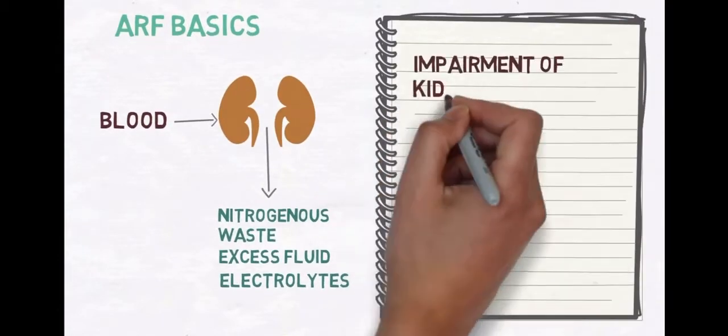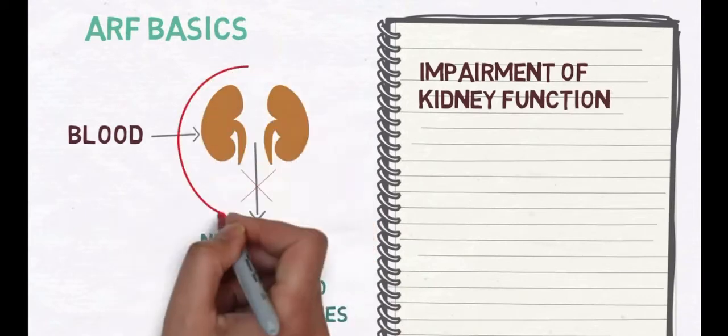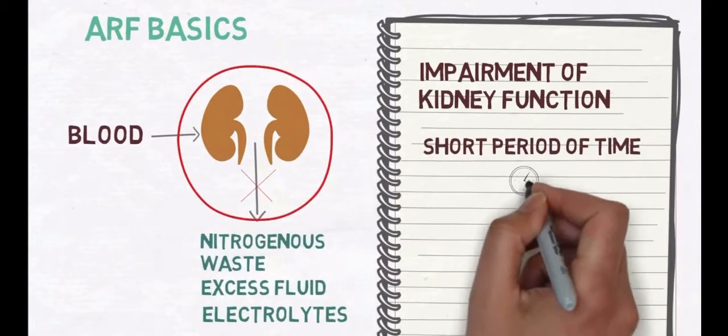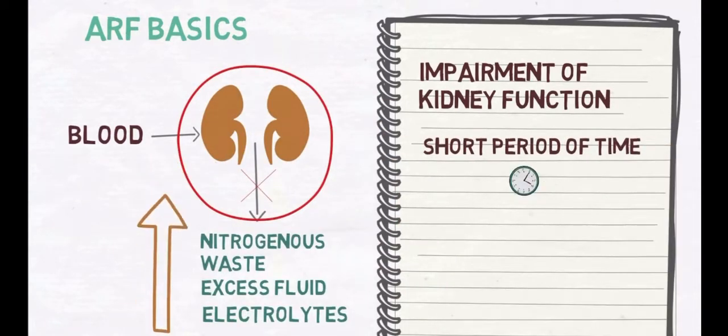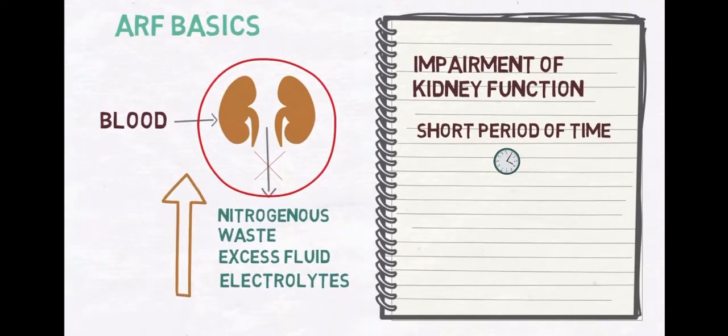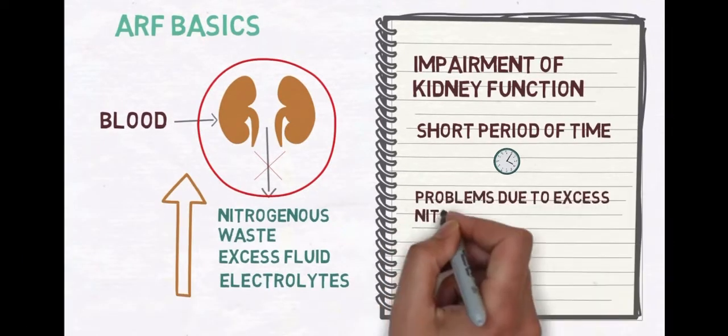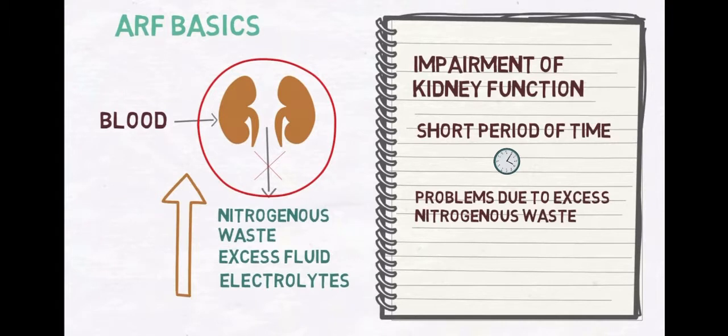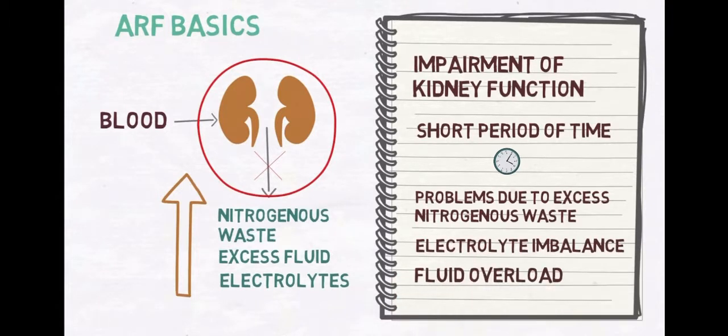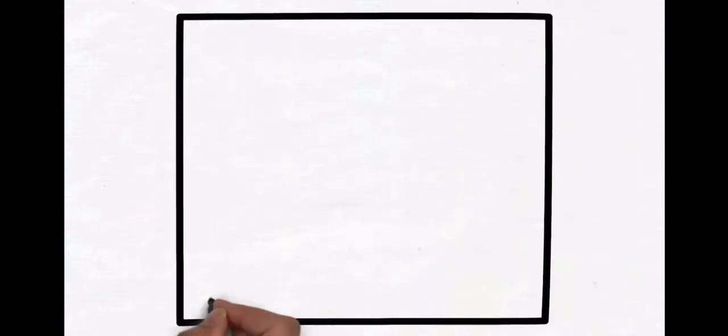The sudden impairment in the functioning of the kidney, and that too when it happens in a short period of time, leads to an increase in the concentration of these substances. A lot of problems can arise due to excess nitrogenous waste in the body, various types of electrolyte imbalance, and also fluid overload. So let us understand in brief the consequences of acute impairment of normal kidney function.